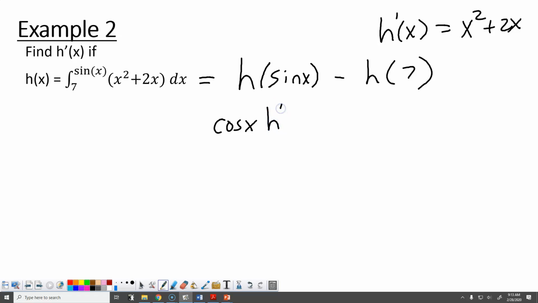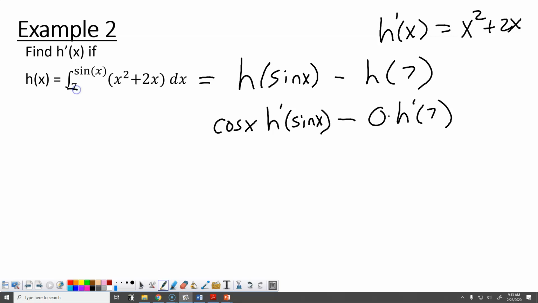Did you say minus? It's just times, right? Times h prime of sine x. And then minus. Good. Okay, so here's the first thing I want you guys to notice.